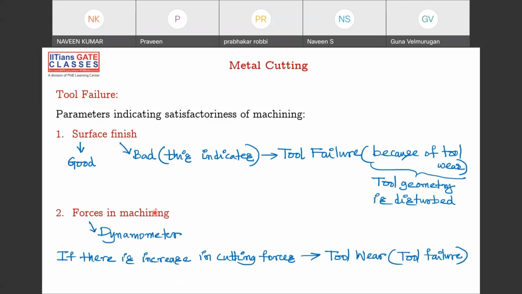Next, forces in machining. I already told you, how do you measure forces? You measure forces by dynamometer, right? And if the dynamometer is measuring live online, suddenly you see a spike in cutting forces. If there is a spike in cutting force, it means that your tool geometry has been lost. That is why you have given good tool geometry, good rake angle, relief angle, so that cutting is performed with minimal forces, which leads to minimal power. But if the dynamometer reading is spiking up, it means the tool has worn off. It's not sure that the tool has worn off, but one of the reasons why the forces are increasing is tool wear.